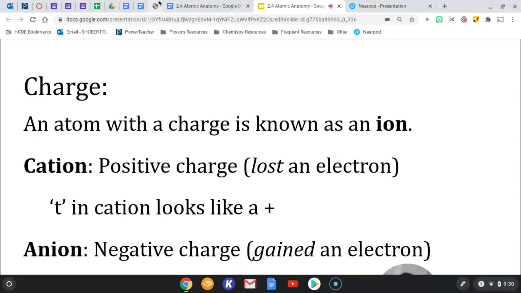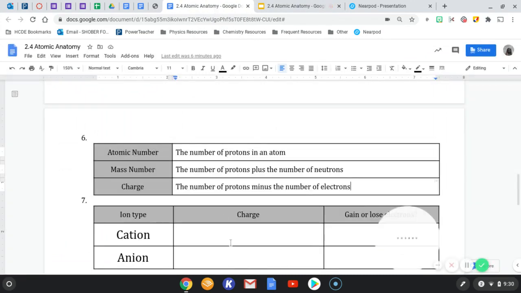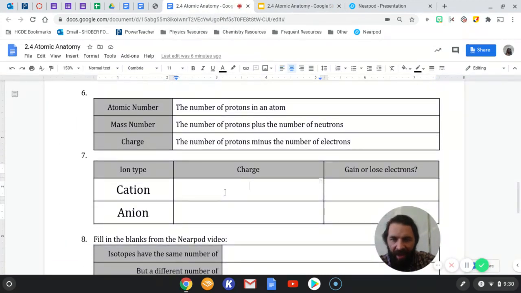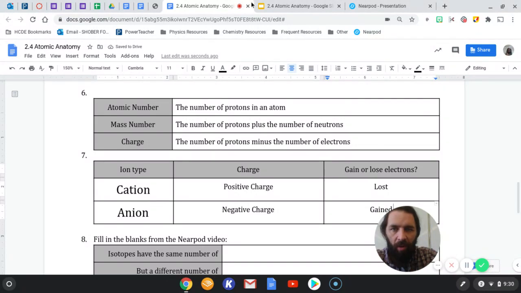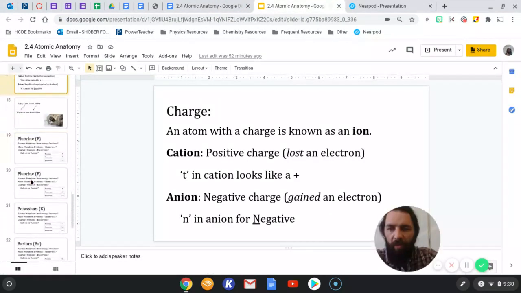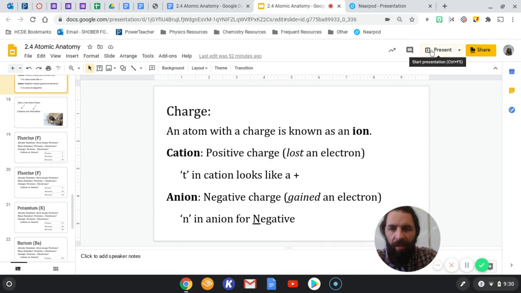And so now we can fill out the next spot on our little chart here. So we said a cation has a positive charge, and that means that it lost, well, I'll just say lost because it already says in the title there. So lost an electron. An anion then must have a negative charge, and that means that it would have gained an electron. Okay, so let's go back over here, and we've got a little bit more practice to do with that kind of thing.